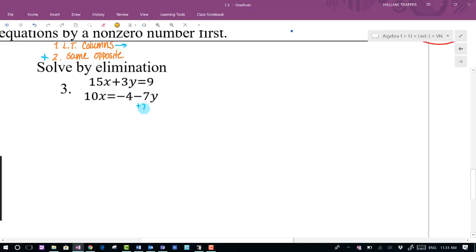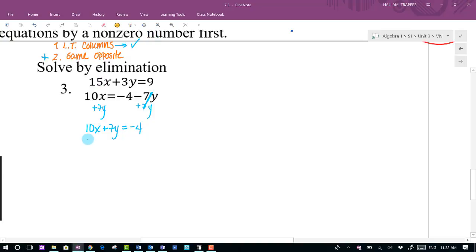So I'm going to use my properties for equations and keep it true by adding 7y to both sides. This turns into 0, which means it's not on the right anymore. And if I rewrite this, it should look like 10x plus 7y equals -4. And that would provide me a standard form, so they should be in like term columns now. So we can go ahead and check that off.